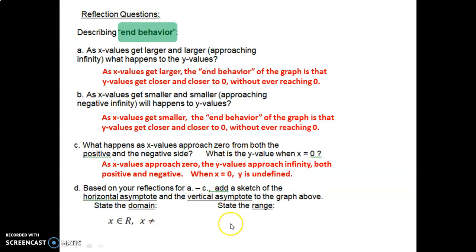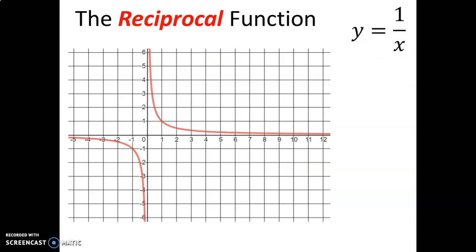Finally, based on your reflections for A to C, add the sketch of the horizontal and vertical asymptotes. So that's what we can do now. Think about where the holes in the graph are. What are the things that the graph is approaching but never getting to? Okay, so here's our function. And we know now that there's an asymptote here because we just learned that x cannot be 0. If we put 0 in here, this would be undefined. So this graph does not exist. There's like a hole in the graph there.